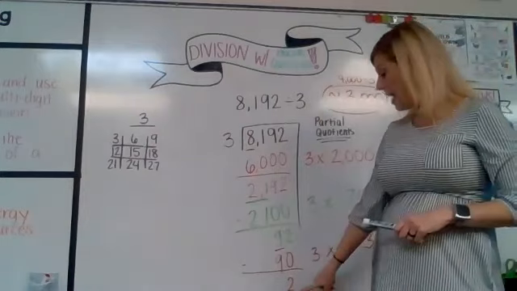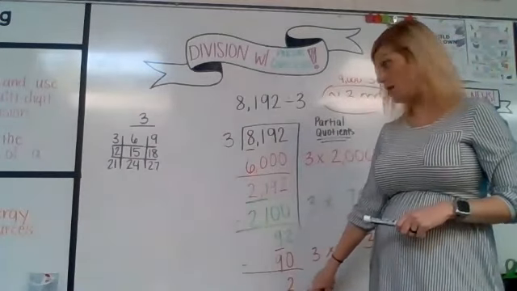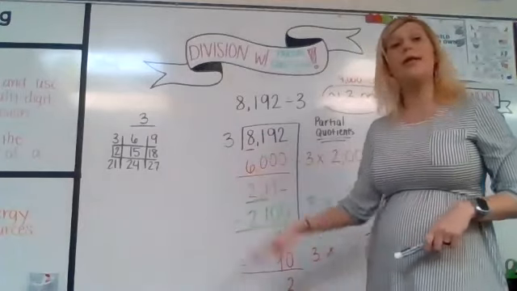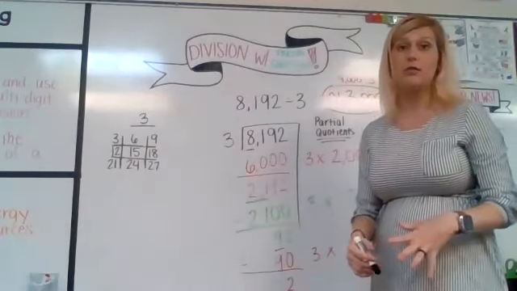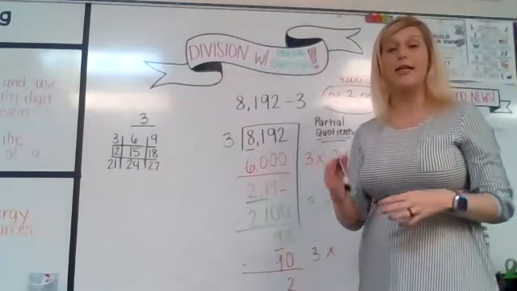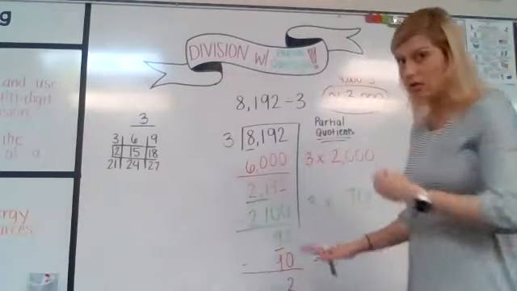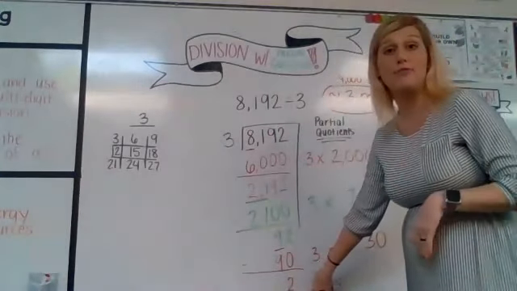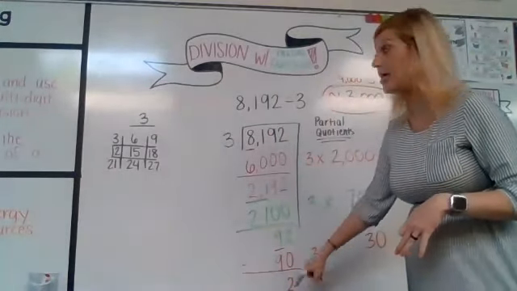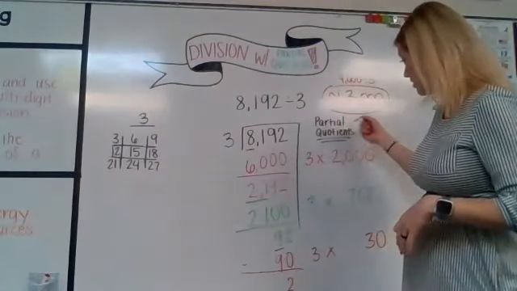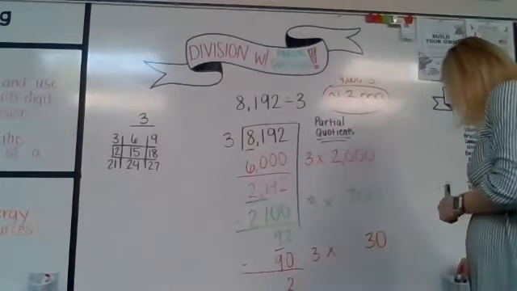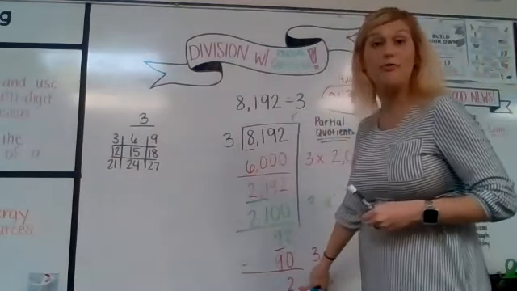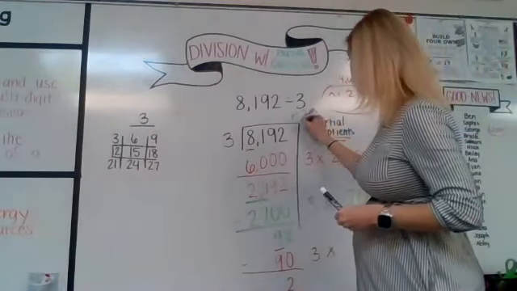Because we now have a new dividend of 2 that is less than our divisor of 3, we cannot do anything else. We are done with the dividing process for now. So this is just left over. We can't do anything else with it. It is our remainder. So we have a remainder of 2 for this problem.